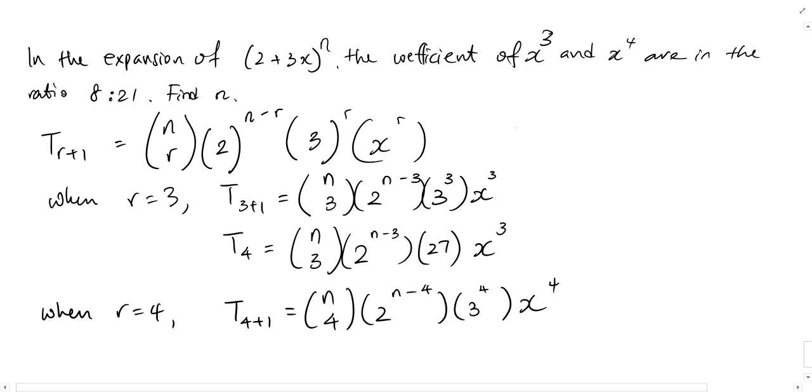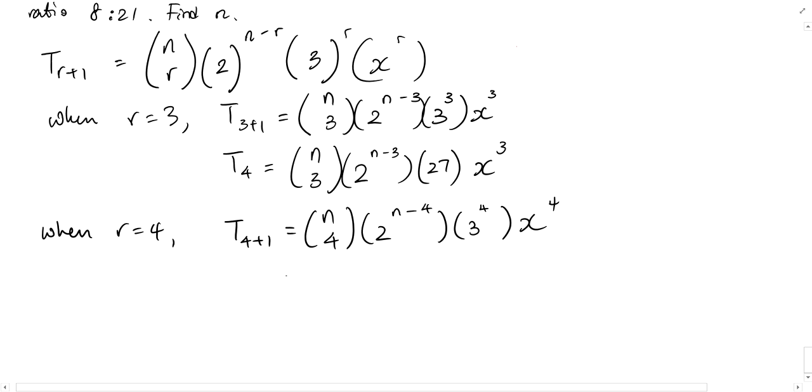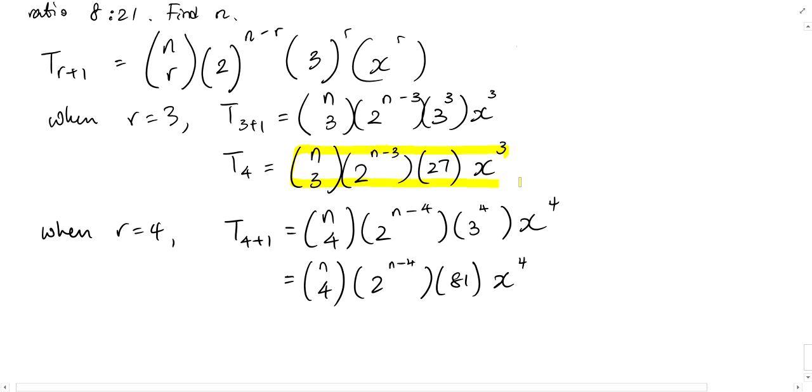This gives me n choose 4. I cannot evaluate it because I don't know what n is, since the question wants me to find n. So I've got 2 to the power of n minus 4, and 3 to the power of 4, how much is that? 81, x to the power of 4. Now I've got my x cubed term and my x to the power 4 term.